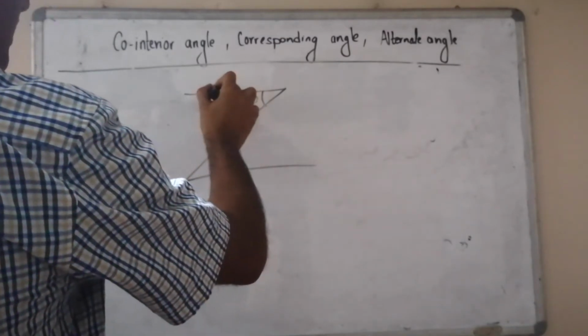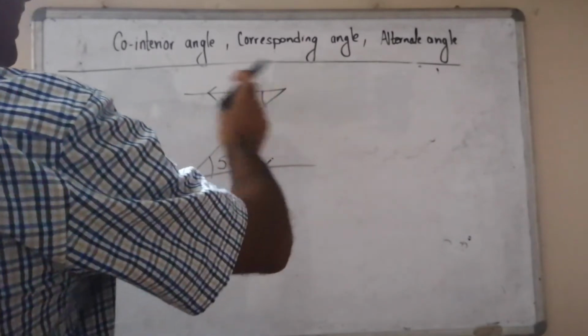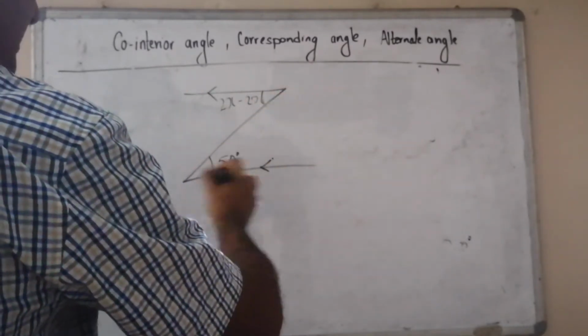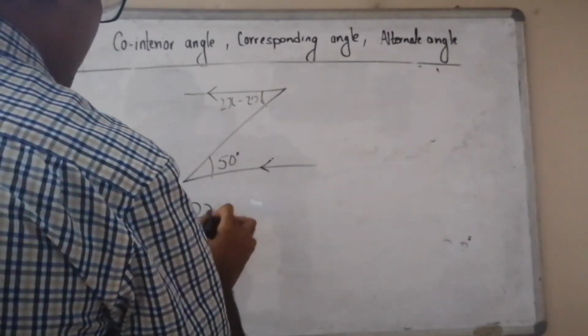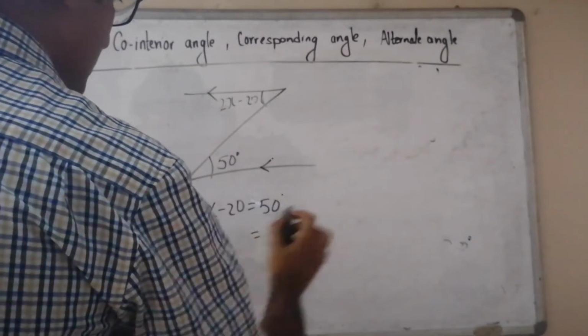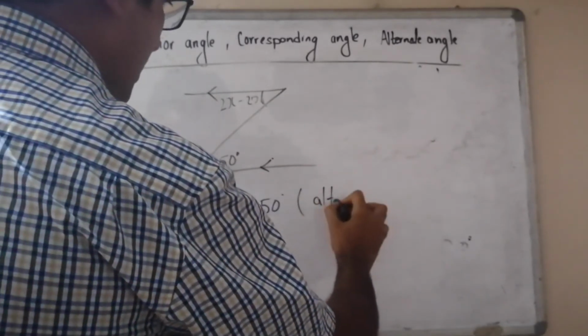if these two are parallel lines here, and this is alternate angle, we can see it here because this is in Z shape. So 2x minus 20 is equal to 50 degree. So the reason is alternate angle of parallel line.